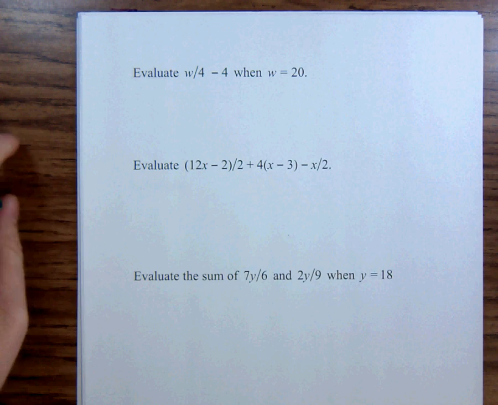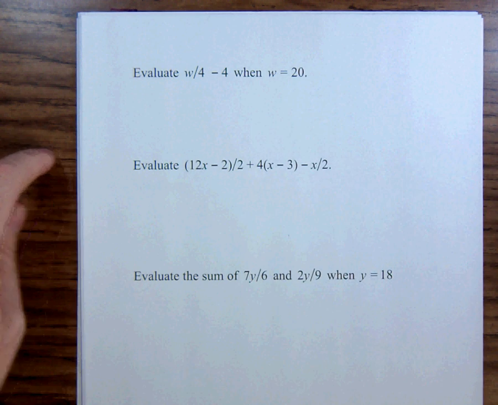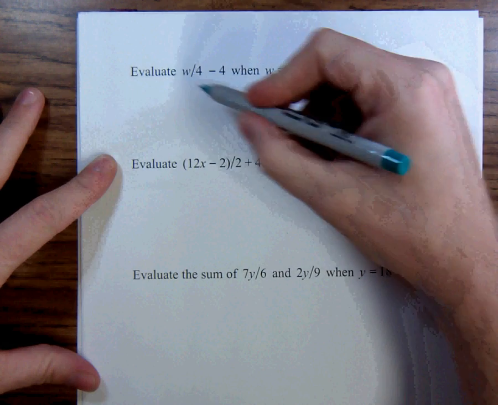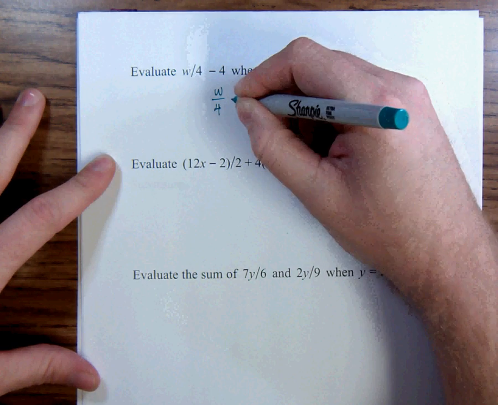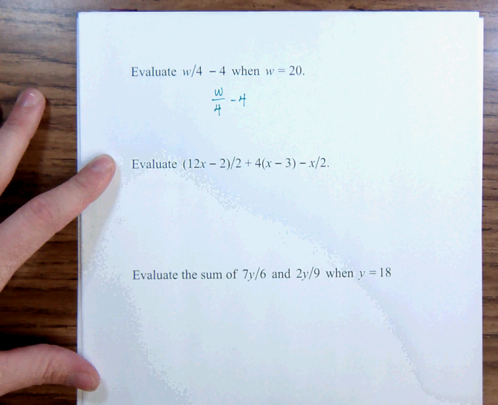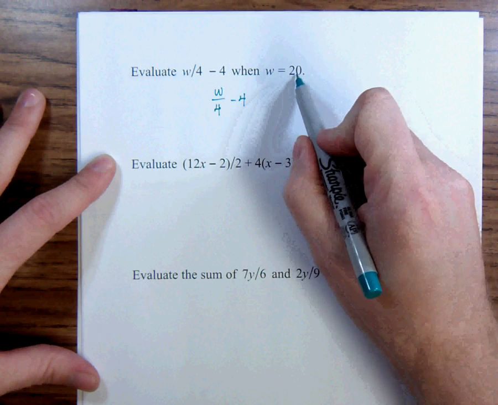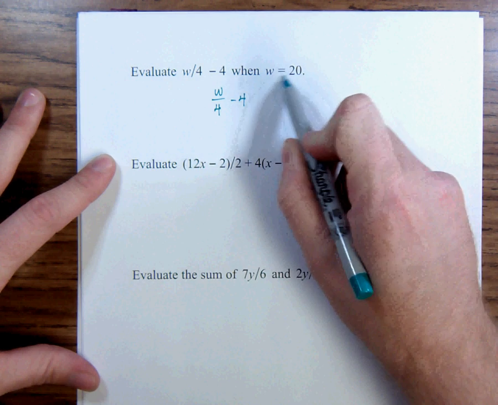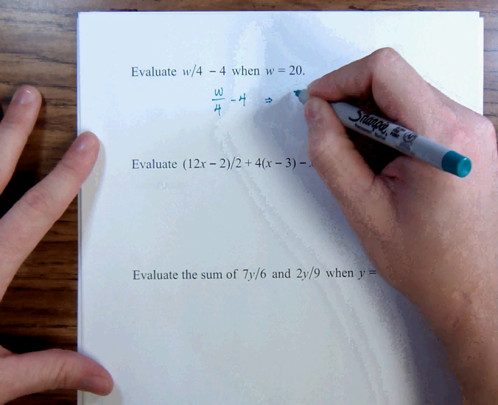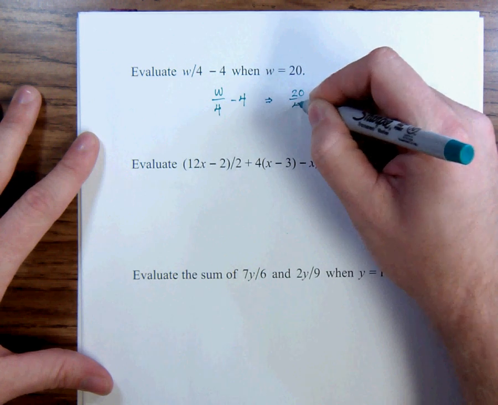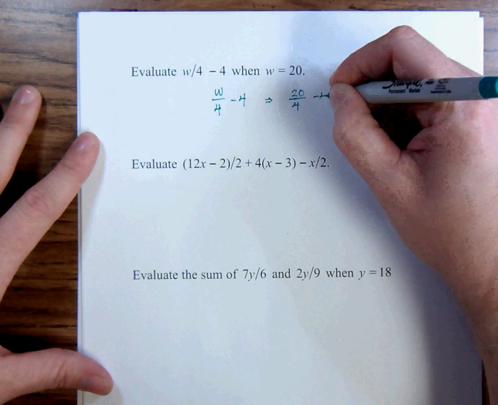Evaluate W divided by 4 minus 4. So, I can't do this in my computer, but this is W over 4 minus 4. Okay, so we need to substitute W with 20 because W is equal to 20. So 20 divided by 4 minus 4.